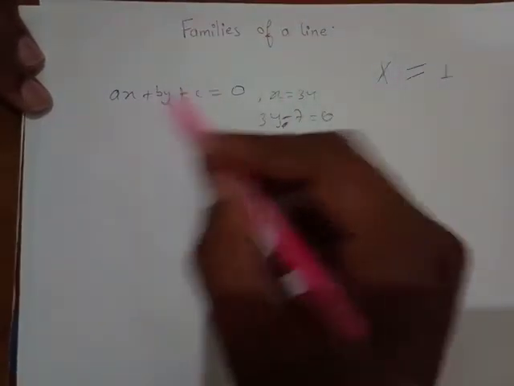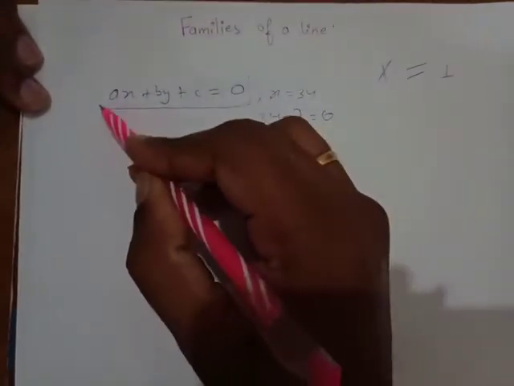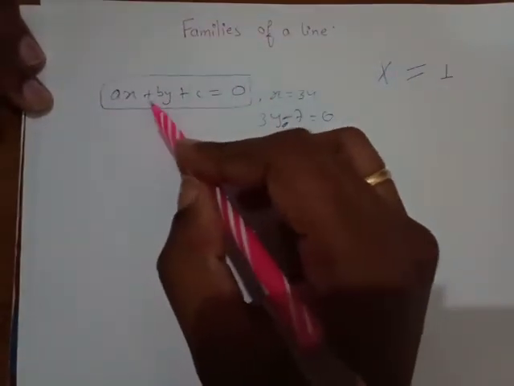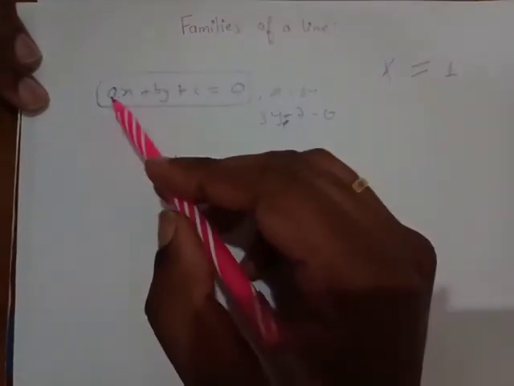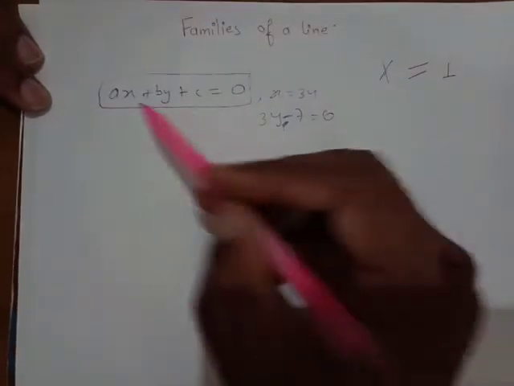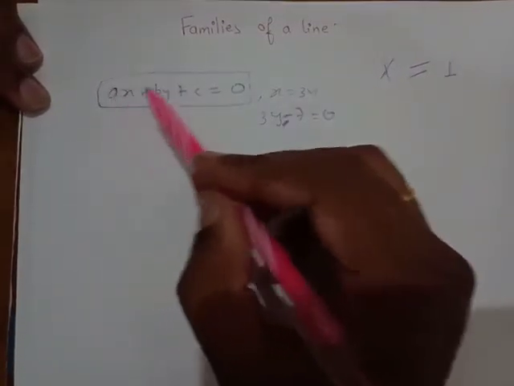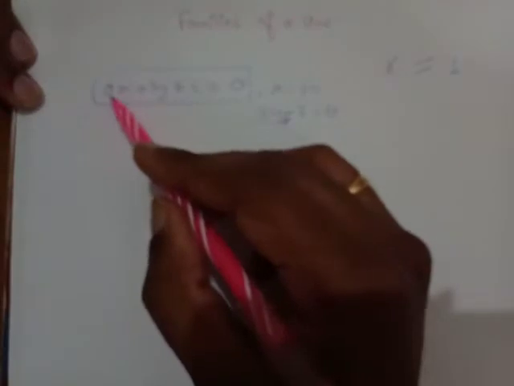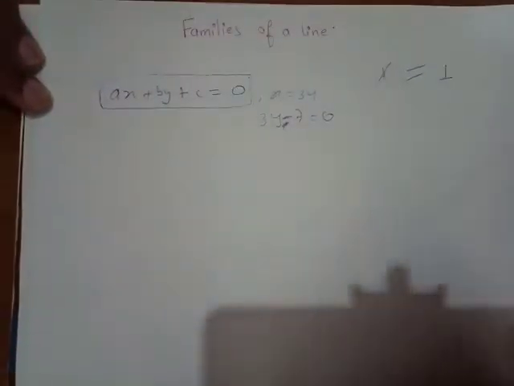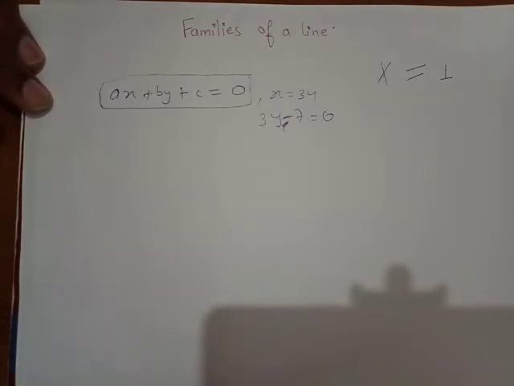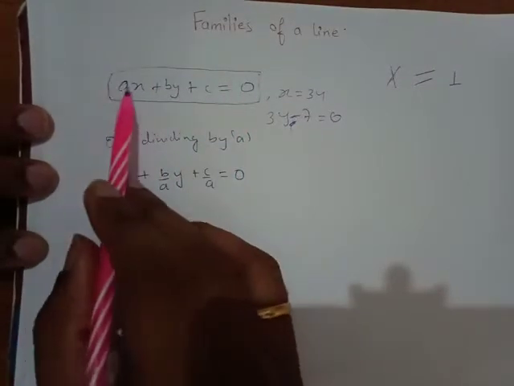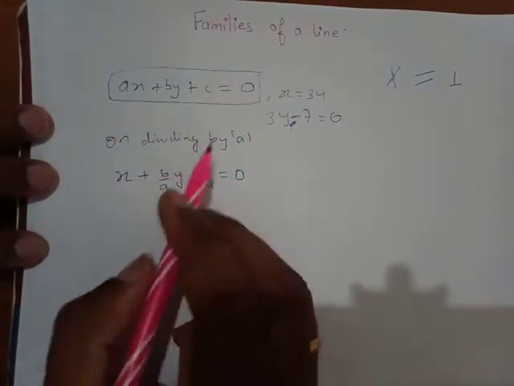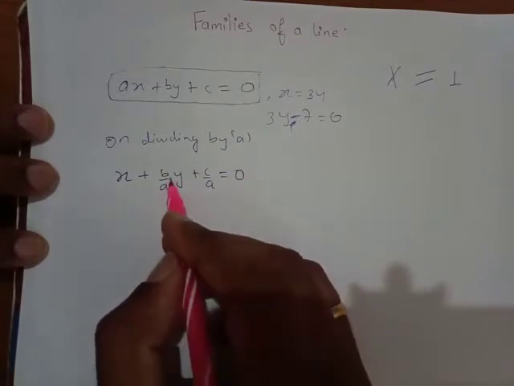So basically the linear form of a line is ax plus by plus c. Now you might be thinking there are three variables that change: a, b, c. These are the coefficients of x and y. But in order to understand this topic, if I divide this equation by a, how many arbitrary constants am I getting?